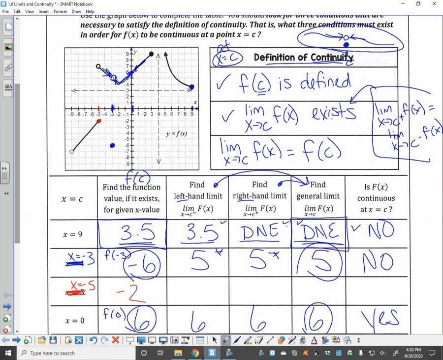Limit from the left looks to be -2. Limit from the right, that looks to be 7. Left and right limit do not equal each other, so the overall limit does not exist. There's the f of, there's the overall limit. So no, it's not continuous. I know that you guys can look at this and say, oh my gosh, there's this huge break right there. There's a huge jump discontinuity. So no, it's not continuous, but you have to be able to write it. And that's what we're going to practice.